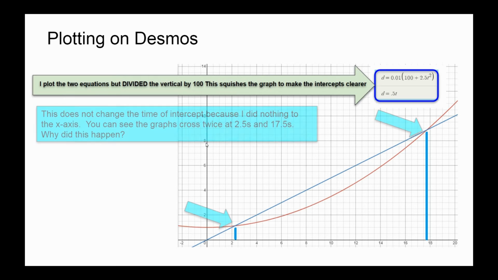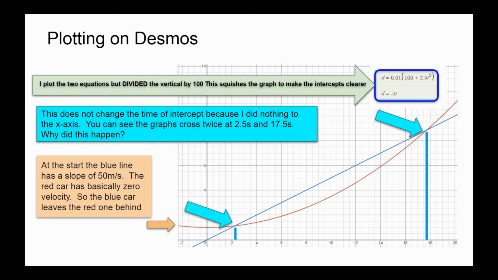Now, does that screw up what I'm seeing? No, it does not. I squished the vertical axis. I did not change the horizontal, so that 2.5 seconds and 17.5 matches the quadratic completely. So you are allowed to do that, to multiply or divide one of the axes to make the graph more readable. You just explain you've done it. Okay?